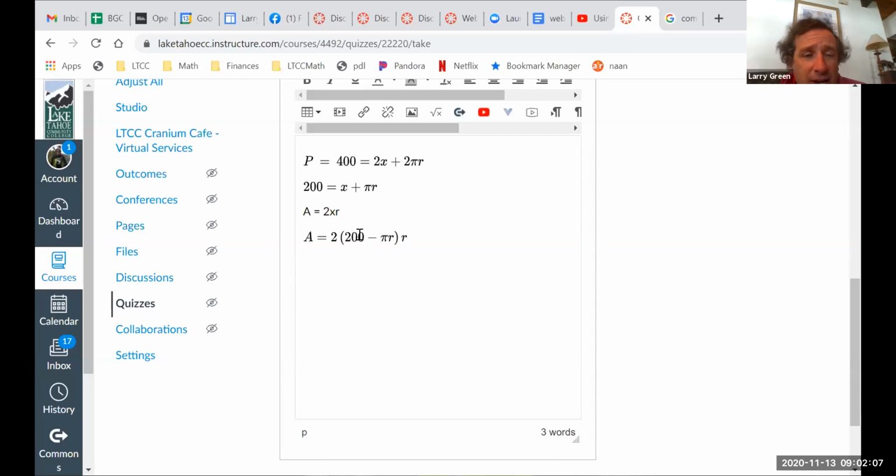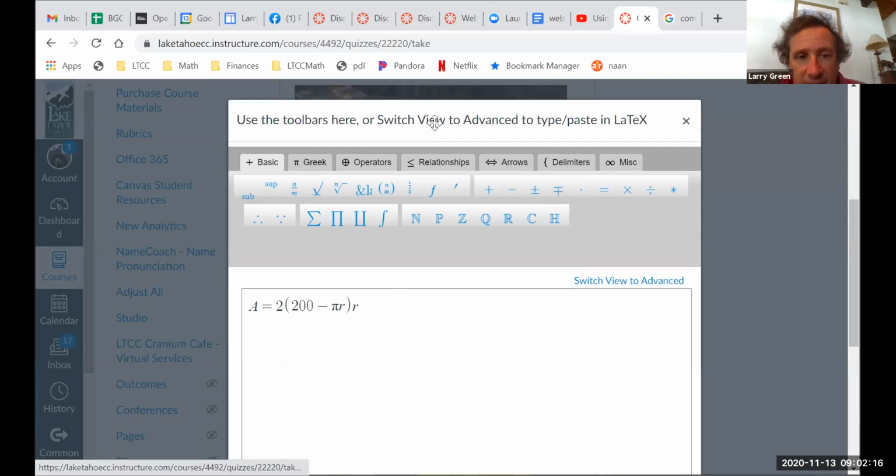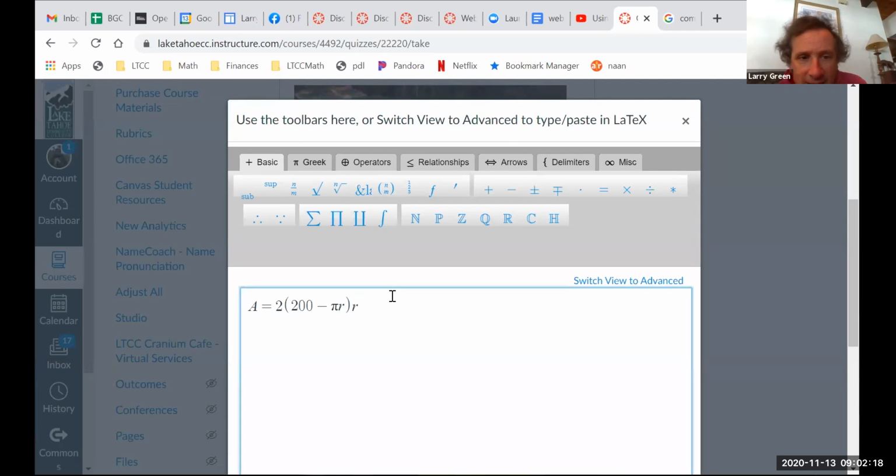And it helps out now probably to simplify this a bit, multiply everything through, because we're going to do some calculus and it's easier to do the basic algebra first. So I do that and I get 400r, and then minus 2 pi r squared.